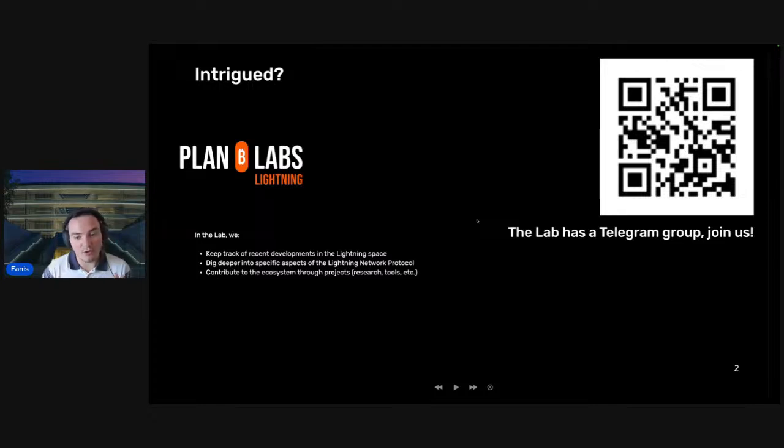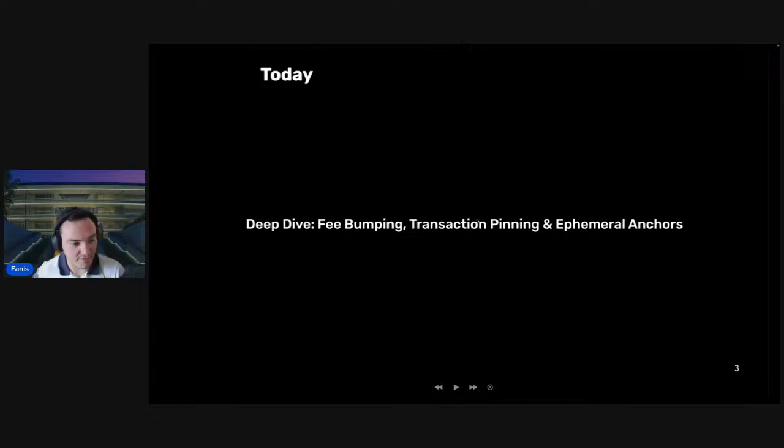But right now, today, it's more of a news recap session, and we will be doing a deep dive on some recent release from Bitcoin Core, and to see what it can bring to Lightning. So today's subject is a deep dive on fee bumping of Lightning transactions, transaction pinning, and ephemeral anchors. So we'll see what this all means in the coming hour, I guess.